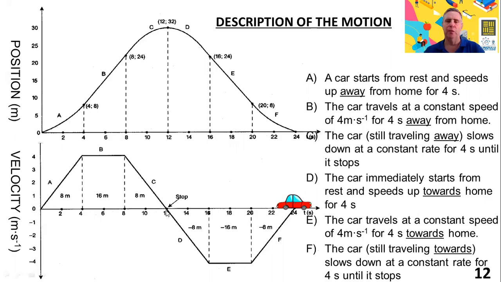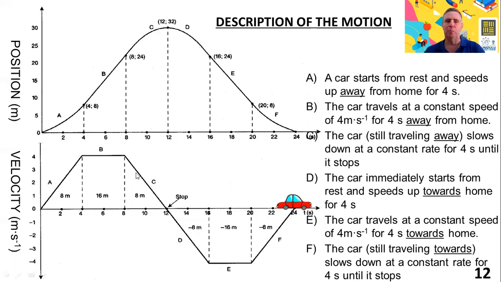Then at the end of section C, he remembers he's forgotten his cell phone at home. So he instantly turns around and starts accelerating back towards his home, with his velocity becoming increasingly negative. Then reaching the speed limit, section E, he travels at constant velocity of 4 meters per second, still towards home. And then section F, he presses the brakes and slows down because he doesn't want to go through his garden gate, and he comes to rest outside his house.